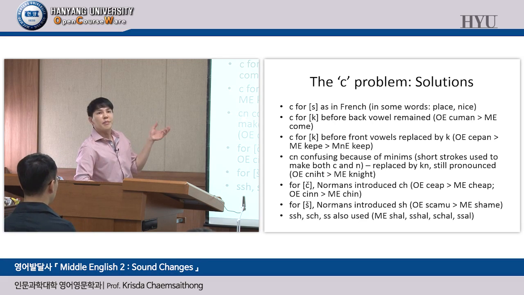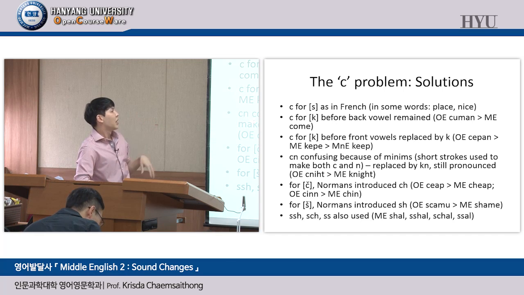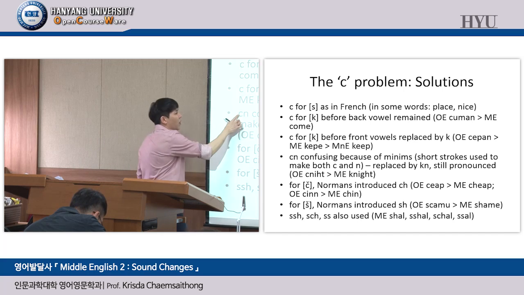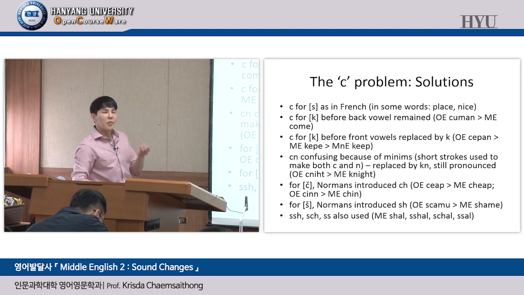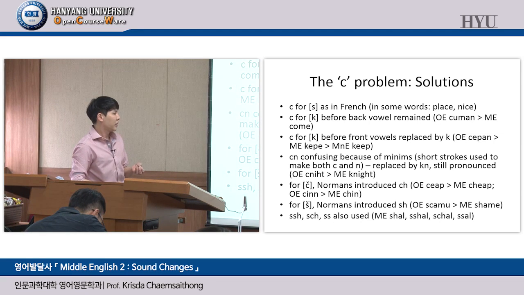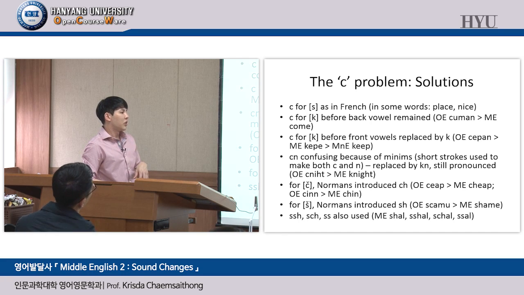CN, C before an N, in Old English is KN, right? Meaning the sound is KN, but the written letters are CN, right? It's confusing because of the minims, because you have one stroke here, one minim here. So what do you do in Middle English? You change it to KN, right? So cniht, you change it to knight, like that. So for C with a wedge or T hook, you change it to CH according to French convention. And then for S wedge, the Normans introduced SH.